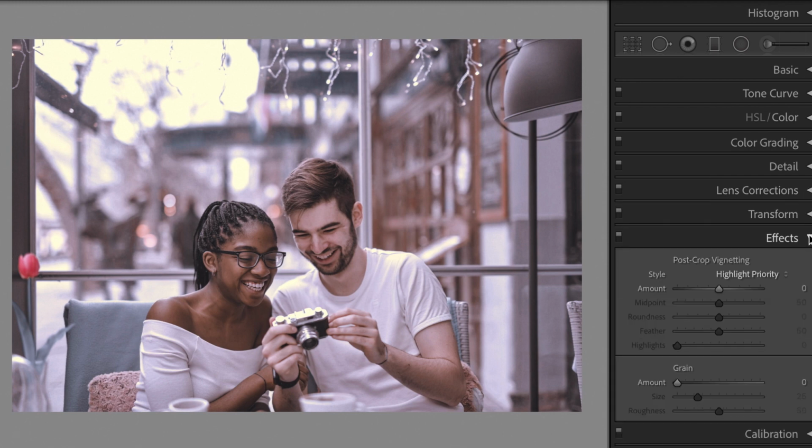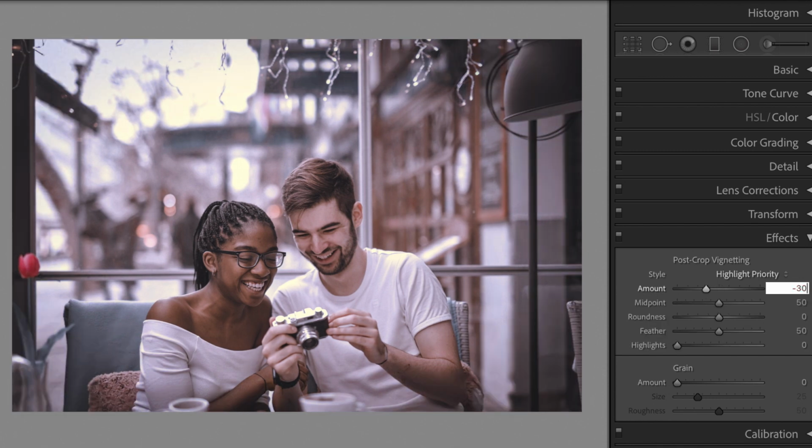Open the Effects section. Post-crop vignetting. Amount, -30. Midpoint, +10. Roundness, +25.